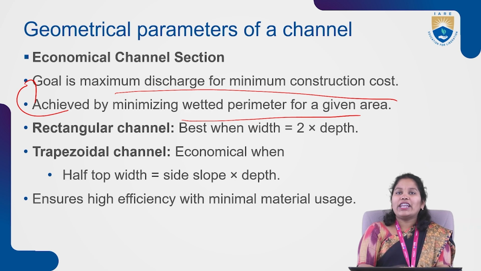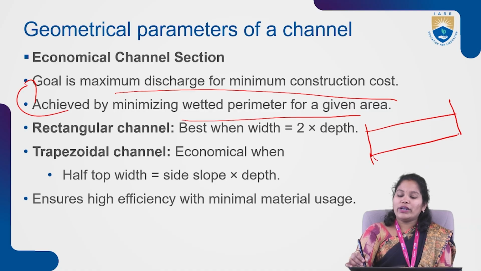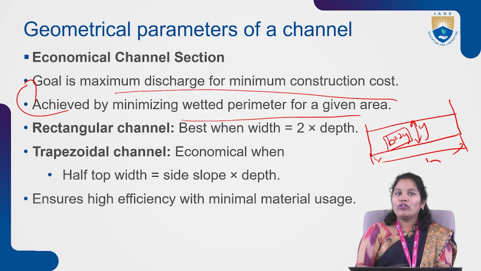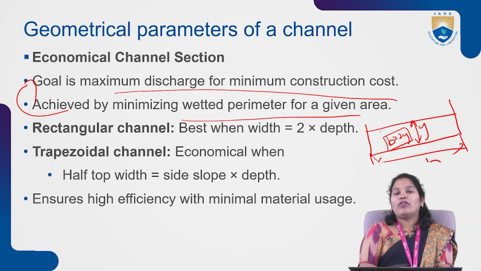For a rectangular channel, it is best when width is equal to 2y. So this is your channel. This width b should be 2 times your depth of flow. Then your rectangular channel section is economical. When the width is 2 times your depth of flow, the rectangular section becomes an economical channel section.